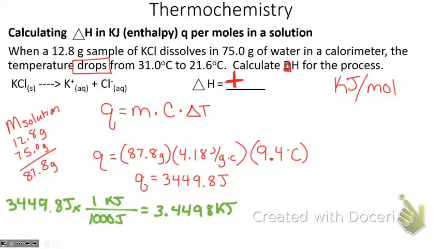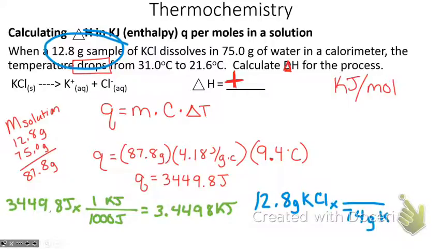Okay, great. Now I can take that number and use it in my numerator. And then I have to convert my solute from grams to moles. So I'm going to do another little side calculation here. 12.8 grams of KCl. Well, I can quickly convert that to moles. Divide by the molar mass. Once you look up potassium and chlorine off of your periodic table, you should get 74. And when you divide, it looks like you get 0.173 moles. Wonderful.